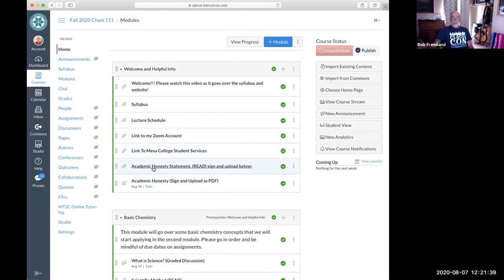Also, I'm going to talk about academic honesty, you know, the cheating thing. This is the college's academic honesty statement. I'm going to want you to print it and sign that you've read and understand it and upload that to me.